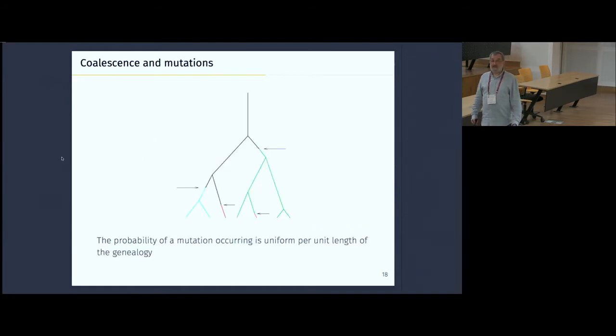Now let's plug in mutations again. So far we have just calculated the average of mutations between two individuals taken at random. Now we can get something more interesting, which is the probability of mutation. So what is the distribution of mutations in a sample? And this is much more important.